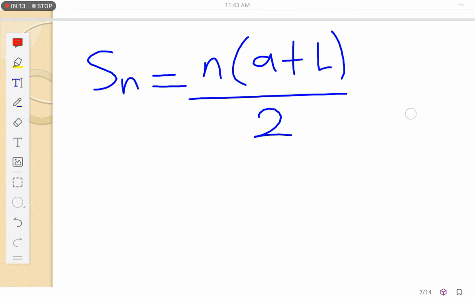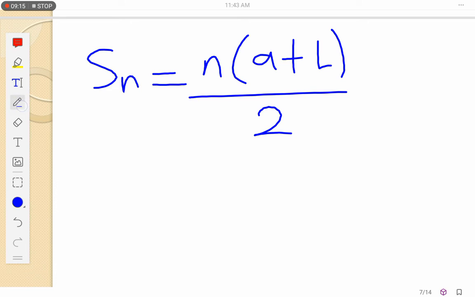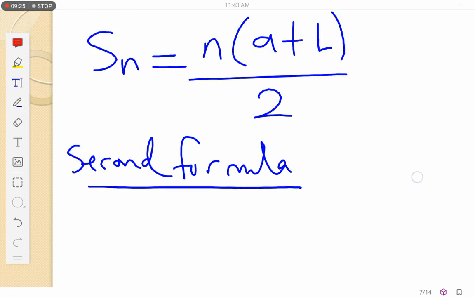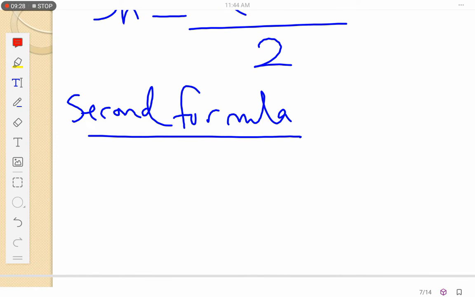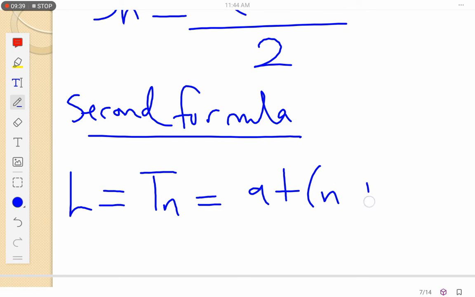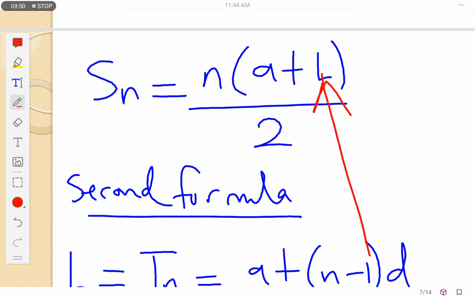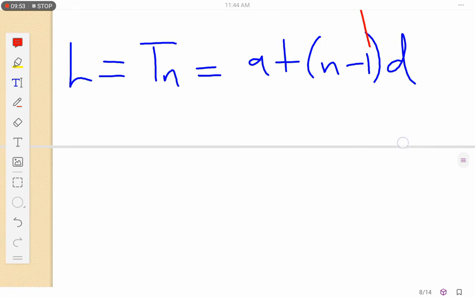Now for the second formula, let's look at the second one, when we don't know the last term. Remember our L, initially we introduced our L and said it is equal to Tn, which is equals to a plus (n minus 1) times d. So what I'm going to do here is substitute this into L. Let me rewrite this and substitute our L.